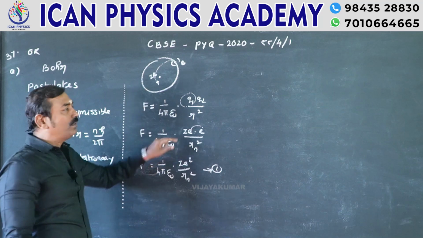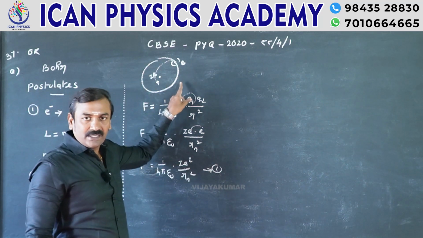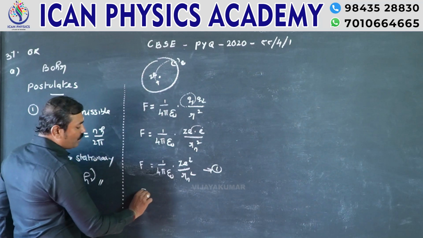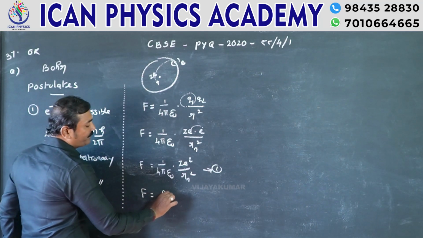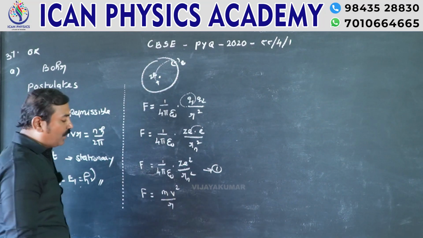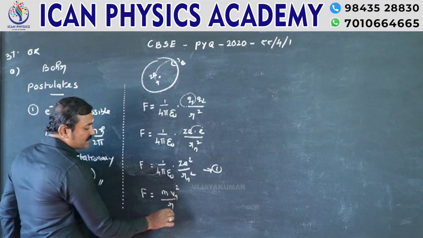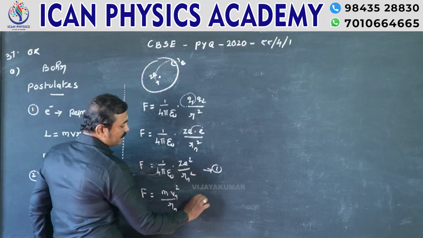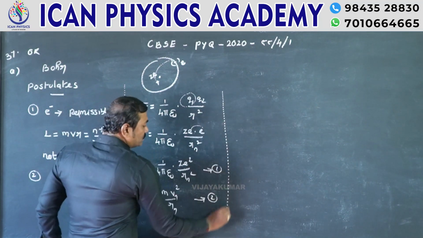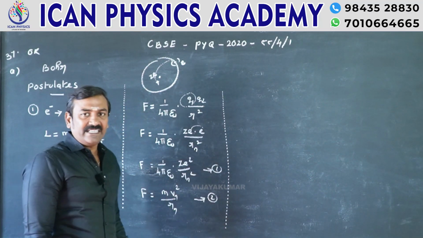Okay. Now it moves along a circular path, so it experiences a centripetal force. What is the expression for centripetal force? m v squared by r. Now it is in the nth orbit, so m Vn squared by Rn. Now it's taken as equation number 2. Okay. So what is V? V is the linear velocity.